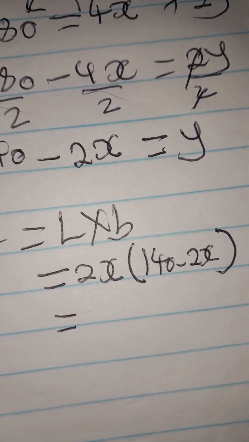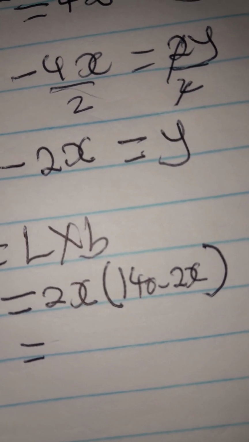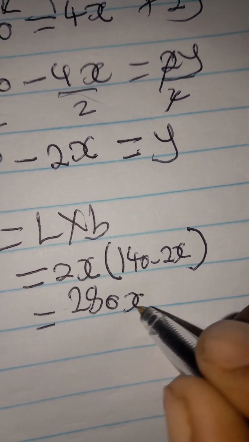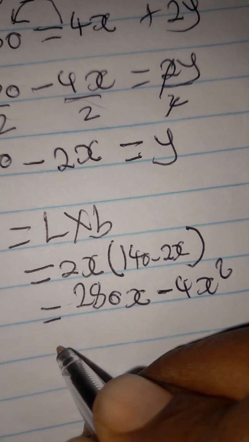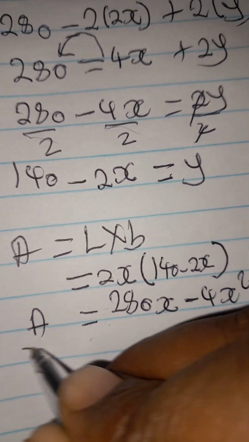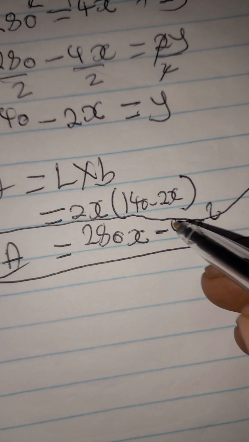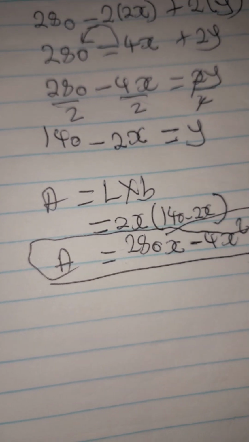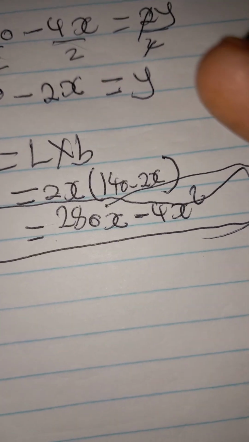So what is 2x times, what is 2 times 140 there? 140, sorry for that. That will be 280x, as well as 2x times negative 2x is going to be 4x squared. Okay, so that will be the area, guys, in this context. That will be the area of this. We have shown indeed this is 100% correct.